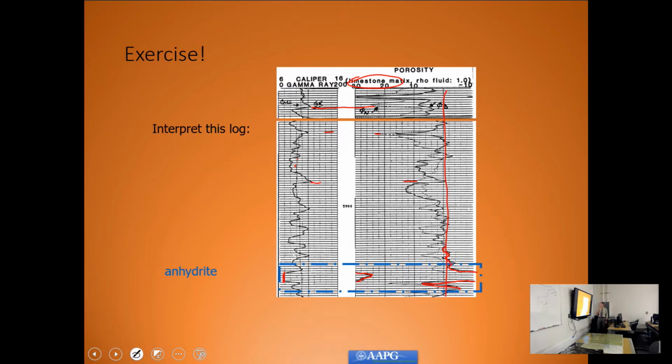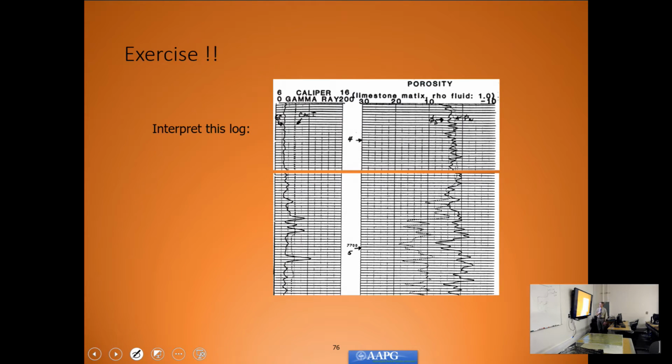So let's look at another one. Here's another log. This is a little bit easier. Same type of logs, limestone matrix, gamma ray. It's the neutron density combination. The solid line is density porosity, dashed line is neutron porosity. What's the first thing you notice? They're superimposed. So when they're superimposed, what does that mean?